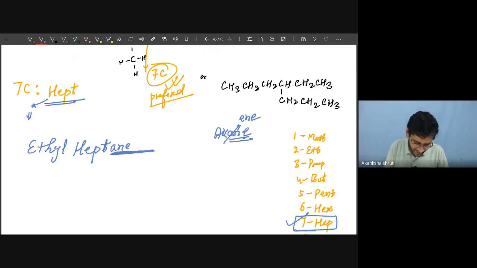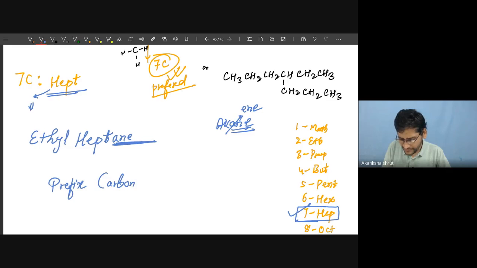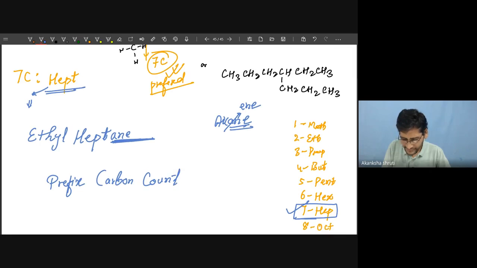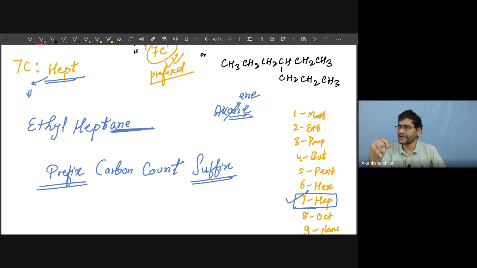So how is the naming? So the structure of naming is like this. Very first is prefix, then carbon count, then suffix. This is the way. Which one is used as prefix, which one is used as suffix? In functional group I had told you. The alkyl radical and halo group are taken as prefix up to your level. So this is the structure.